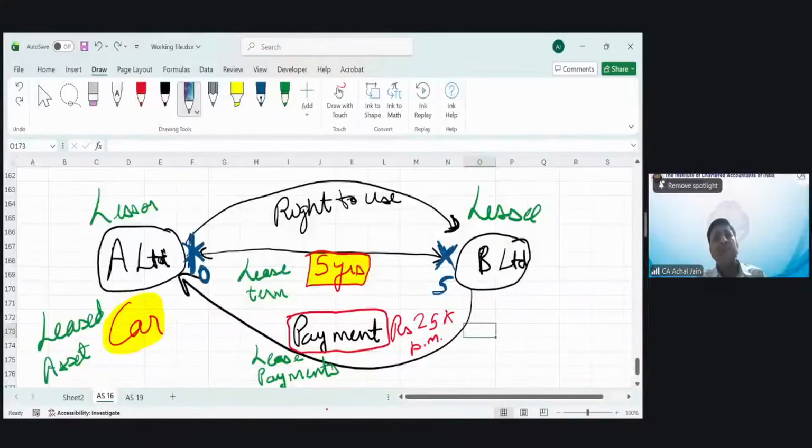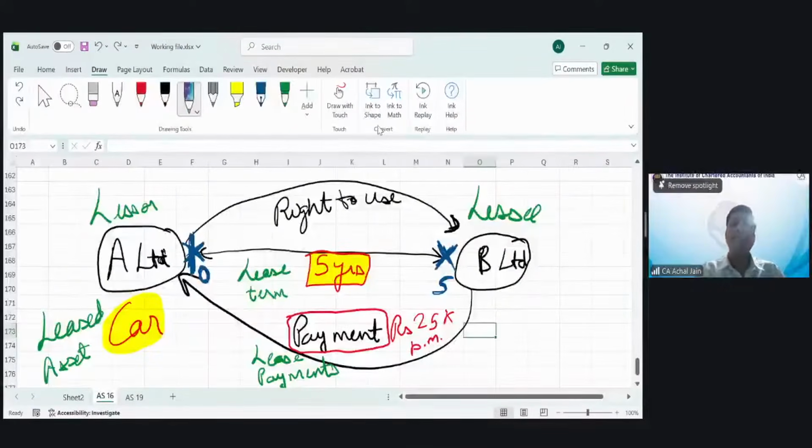Minimum lease payment means nothing but the lease payments. And why do you add the word minimum? Because that's the minimum amount which the lessee is required to pay to the lessor. That's nothing but lease payment only. Now, what do you include in that? We will discuss.